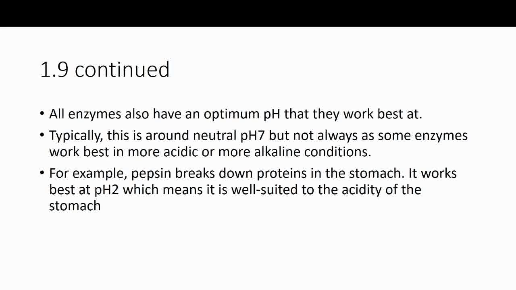All enzymes also have an optimum pH that they work best at. Typically, this is around neutral, pH 7, but not always, as some enzymes work best in more acidic or more alkaline conditions. For example, pepsin breaks down proteins in the stomach. It works best at pH 2, which means it's well suited to the acidity of the stomach.